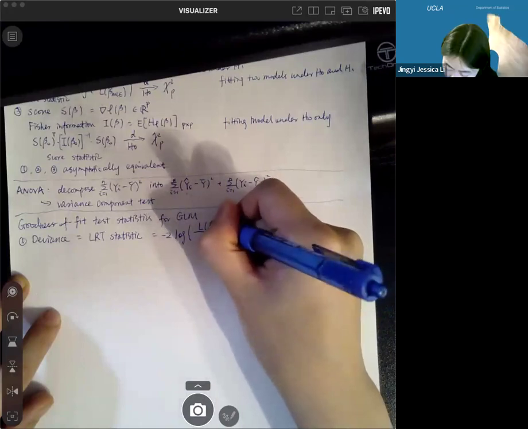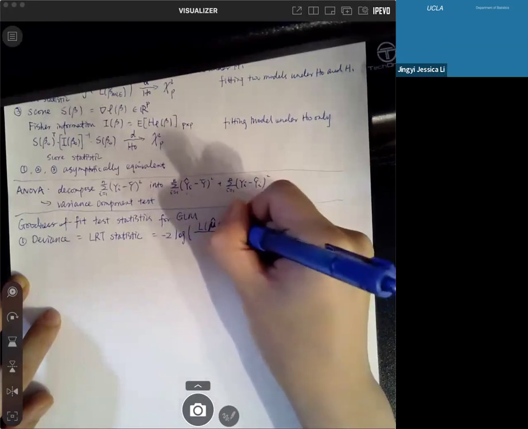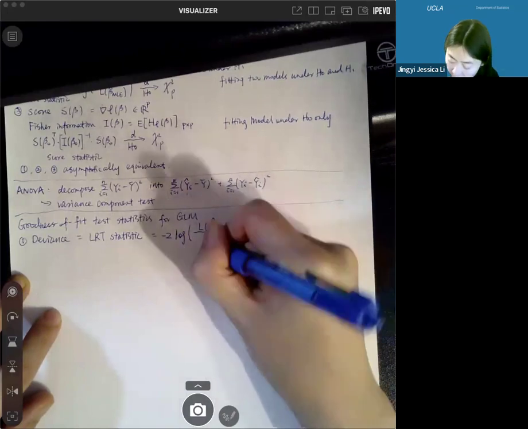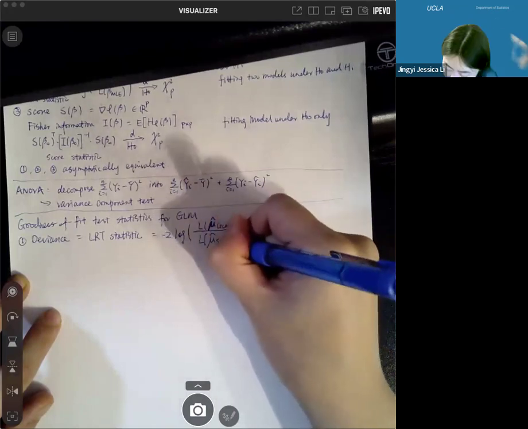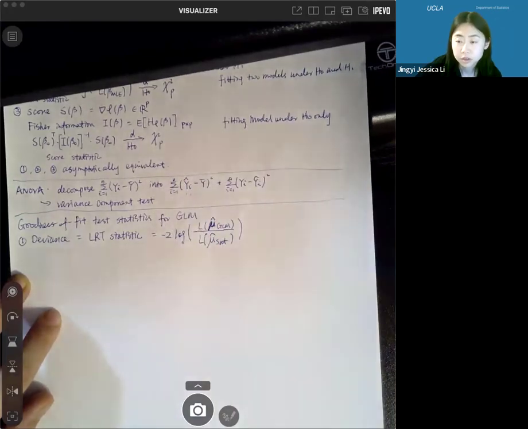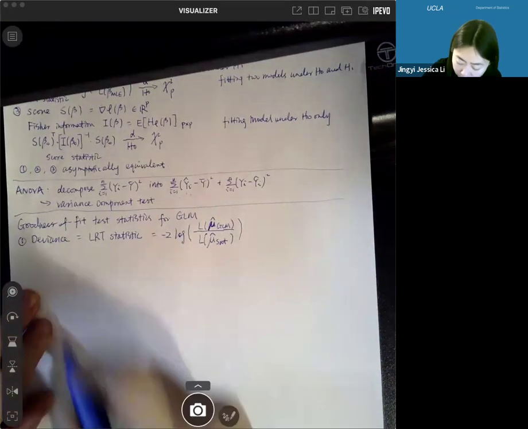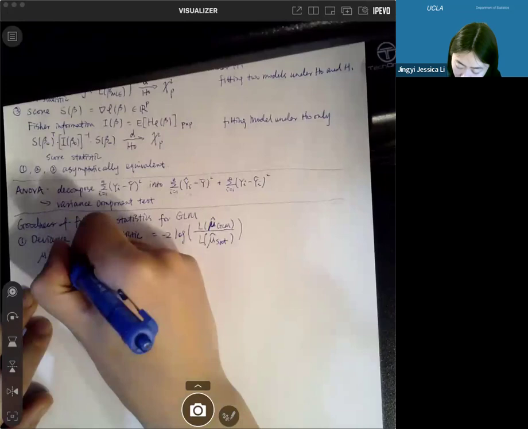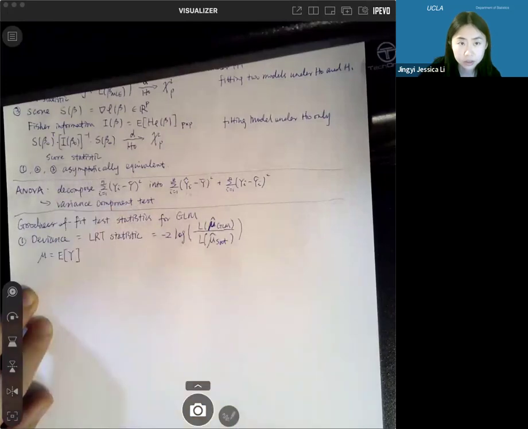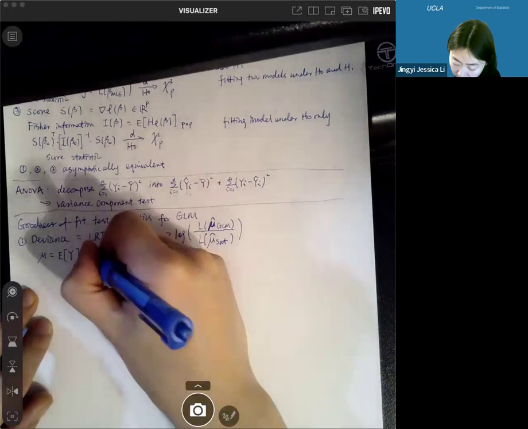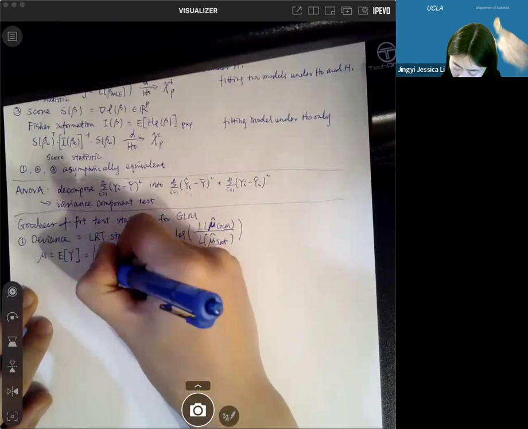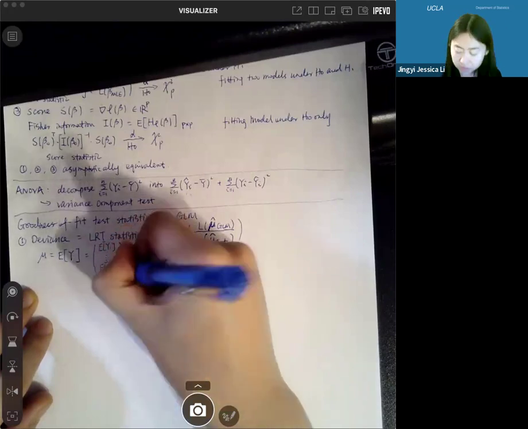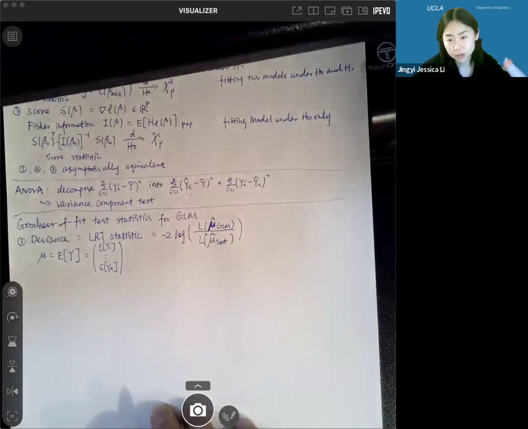Okay, let me just put it this way. Mu hat GLM, and the unconstrained likelihood is the mu hat under the saturated model. So then what is the mu hat? First, we define mu as the expectation of y. It's a vector, n-dimensional. So it's basically expectation of y1 to expectation of yn, the expectation of the n responses, which is to be explained by our model, by the GLM model.